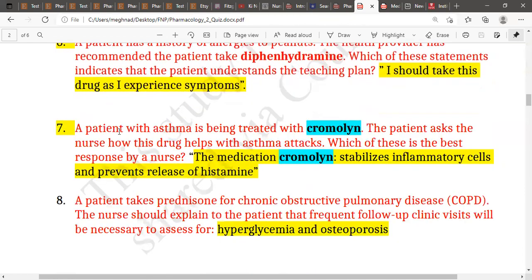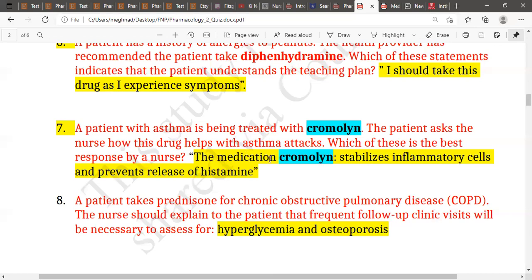And next question, a patient with asthma is being treated with cromolyn. It is a bronchodilator. The patient asks the nurse how these drugs help with an asthma attack. Which of these is the best response by the nurse? So here is the question, how does cromolyn help the asthma patient?